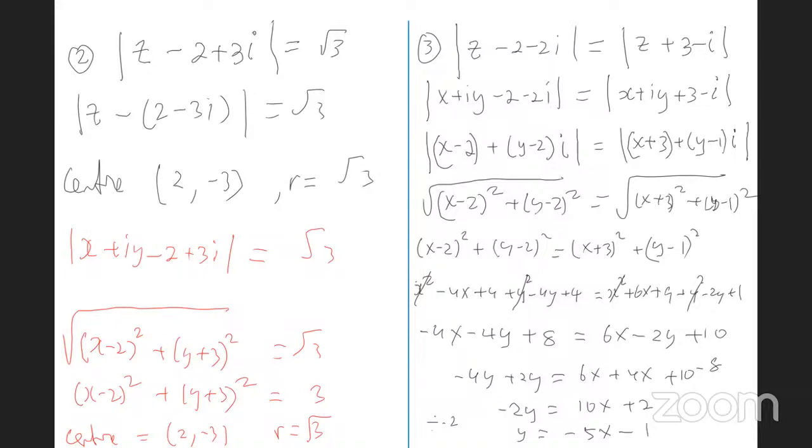You'll get minus 1 or plus 1? Minus 1, okay. Check back yours, Keelan. Let's check back the signs there and see. So basically, we got the equation of a line. So it's a line, y is equal to minus 5x minus 1. Right, so you have to go all the way down and simplify it out to get the actual equation. So in this case, when you had the modulus on both sides, it wasn't a circle, it was a straight line.